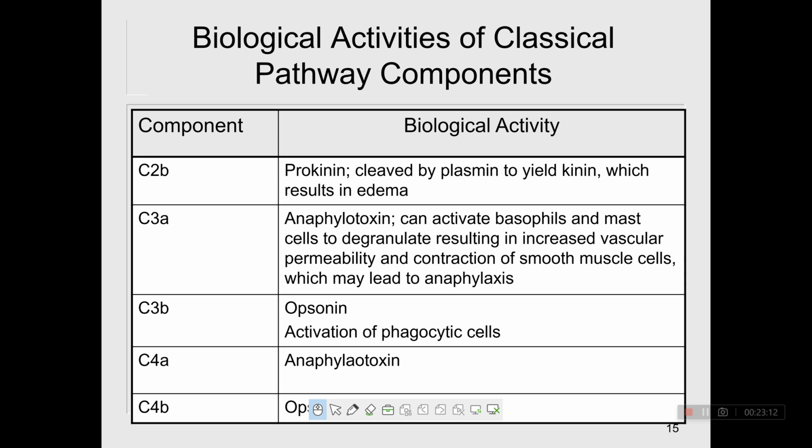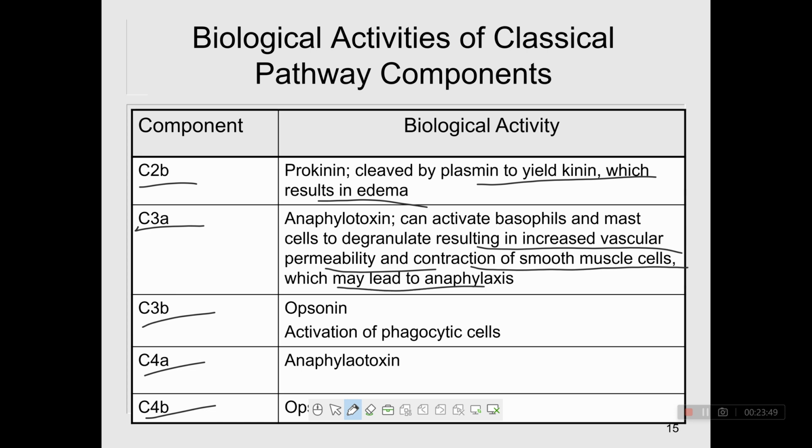So, biological activities of classical pathway components: C2b, C3a, C3b, C4a and C4b. C2b, what is the activity? Prokinin, cleaved by plasmin to yield kinin, which results in edema. C3a, anaphylatoxin, can activate basophils and mast cells to degranulate, resulting in increased vascular permeability and contraction of smooth muscle cells, which may lead to anaphylaxis.